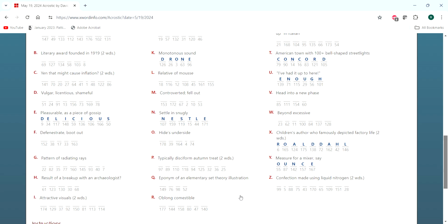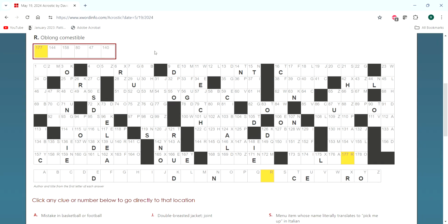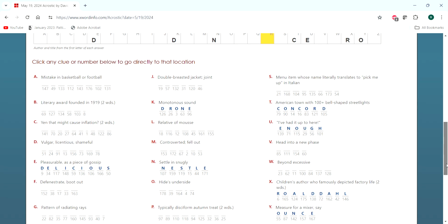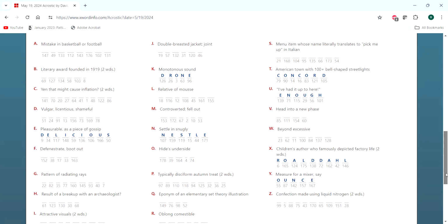Oblong comestible. A comestible, I believe, is something you eat that's oblong? Like a Twinkie? Like an egg? Not sure. Not sure. This one is definitely harder on the clue section than previous ones.